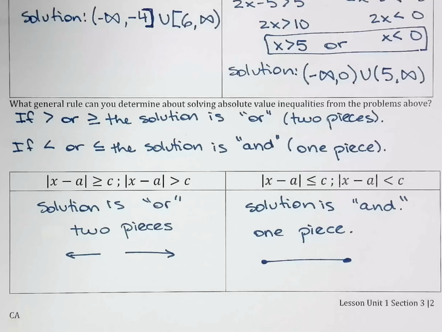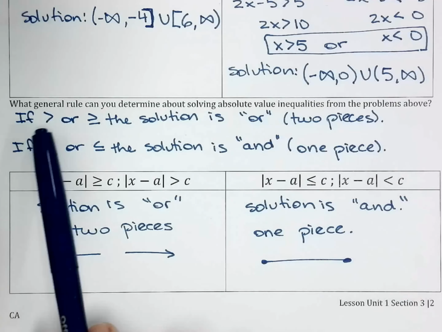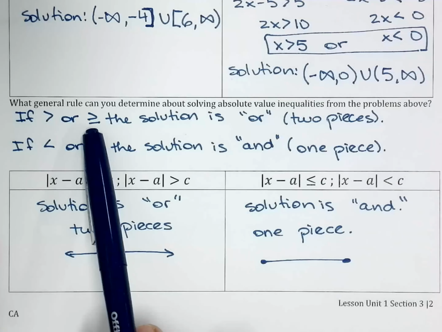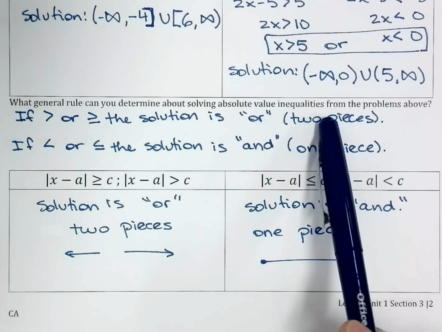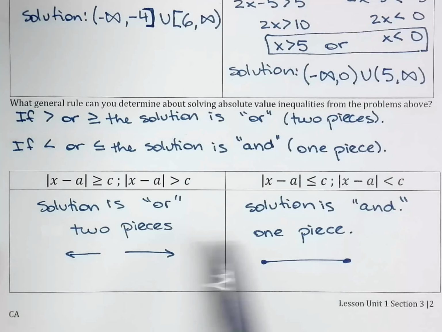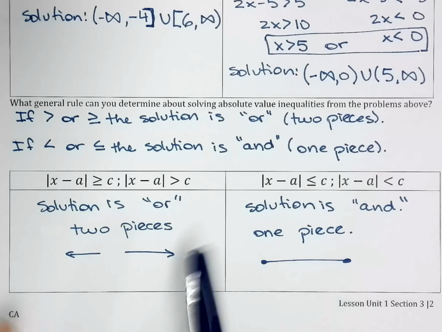Hi guys, this is the end of page 2 for Unit 3, Section 2, Absolute Value Inequalities. So right here, the general rule is if it's greater than or greater than or equal to, then it's going to be "or", it's going to be two pieces, and they go away from each other.